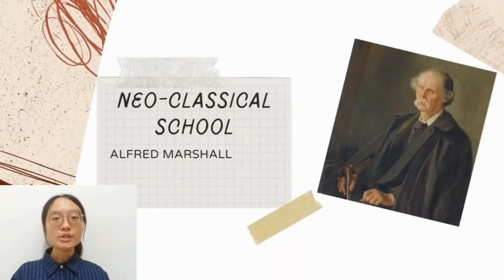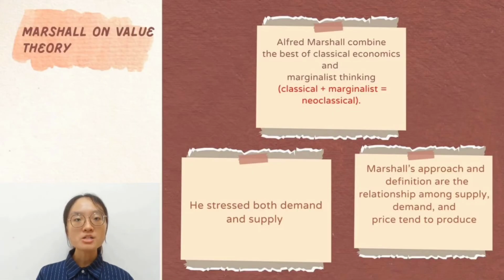Now, I will continue to present the ideas from the Neoclassical school by Alfred Marshall. Alfred Marshall was one of the most influential economists of all time. His book, Principles of Economics, became a dominant economics text and was the first to introduce many now-standard principles of the field. Alfred Marshall combined the best of classical economics and marginalist thinking. He stressed both demand and supply in determining the market price of goods, services, and resources.